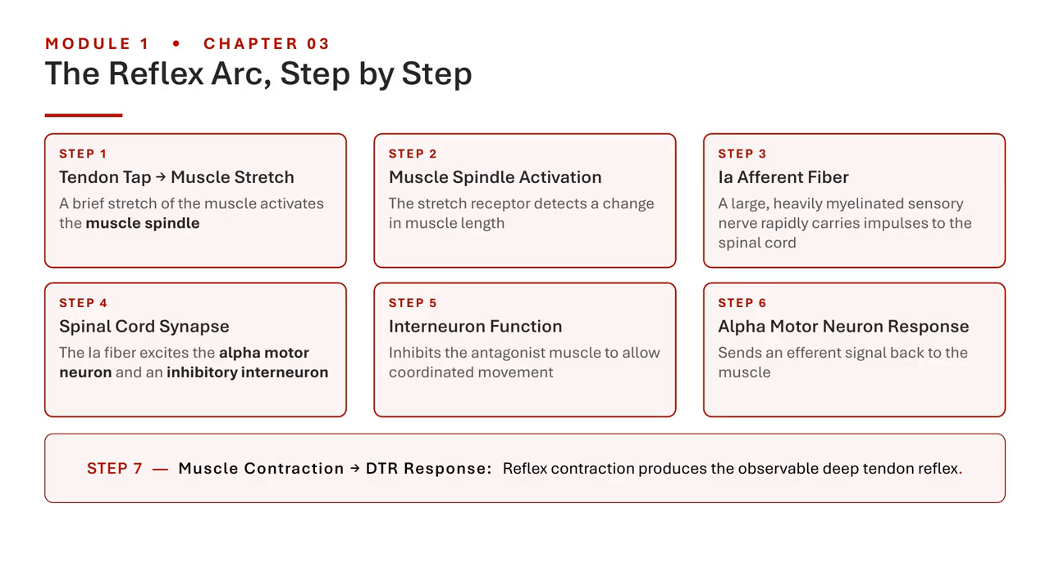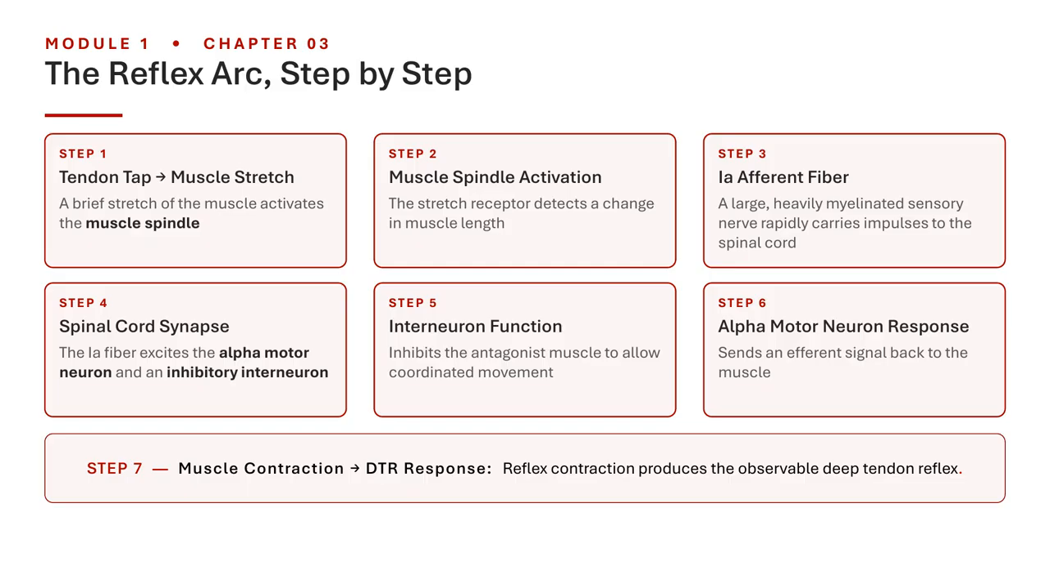Follow along. Step 1, tendon tap producing muscle stretch. The percussion hammer strikes the tendon, creating a brief, sharp stretch of the muscle. This stretch is the physical stimulus that initiates the entire reflex sequence. Step 2, muscle spindle activation. Inside the muscle belly, the muscle spindle, the length sensing receptor, detects this sudden elongation. It responds by generating an electrical signal proportional to the rate and magnitude of the stretch.